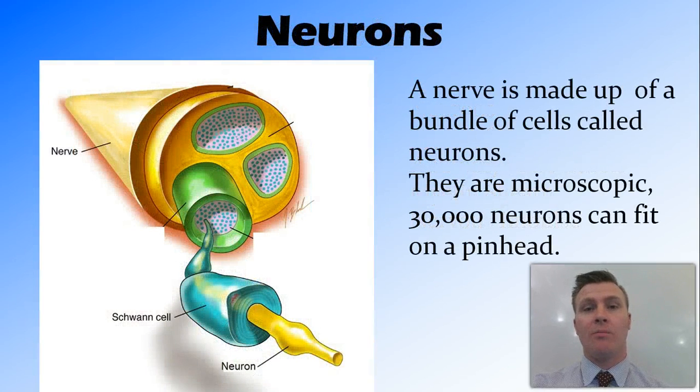Firstly, what is a neuron? Well, we mentioned in a previous video that the nervous system is made up of a network of nerves. If we look even smaller than those nerves, we find that those nerves are made up of bundles of a particular type of cell called a neuron. These cells are very, very small, and it's a large number of them that makes up the nerve.